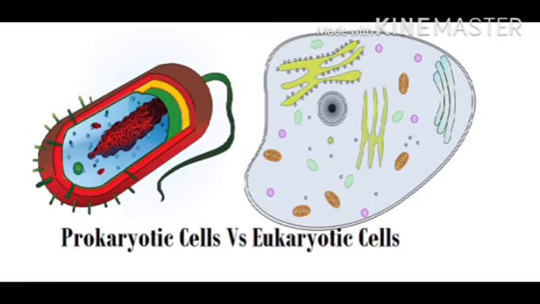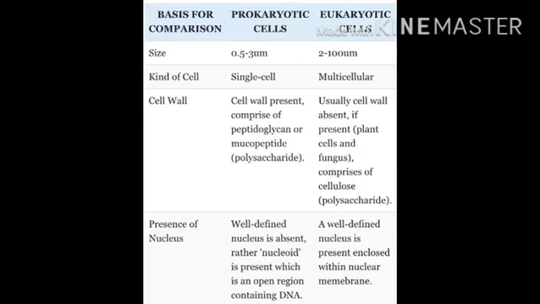Now the difference between prokaryotic cell and eukaryotic cell. First, by size: prokaryotic is 0.5 to 3 micrometer, and a eukaryotic cell may vary from 2 to 100 micrometer. Kind of cell: prokaryotic is single celled and eukaryotic is multicellular.